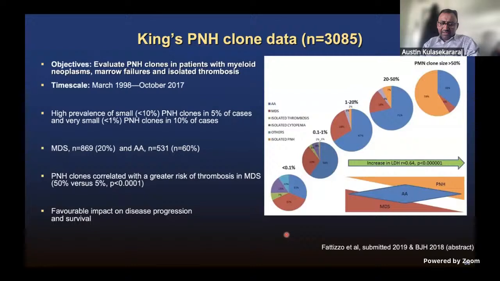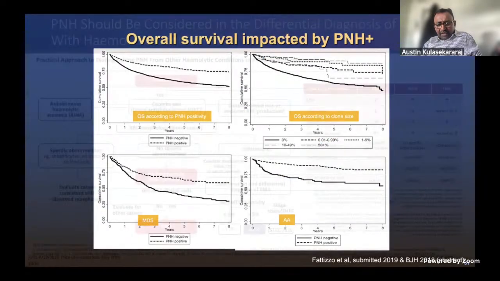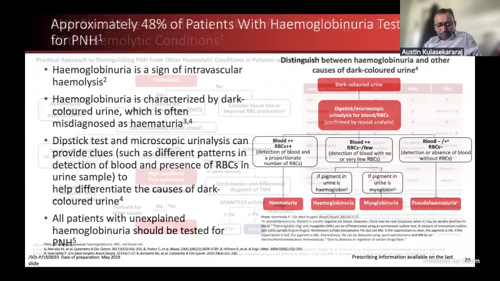So this data was published in Leukemia, where we looked at, because we had the habit in King's that every patient who comes in with MDS will also have a PNH clone test. We were surprised to find that even in MDS, 20% of patients had a PNH clone, and in aplastic anemia, around 60%. And the correlation, which I think Arihan touched upon, is that the higher the PNH clone, the greater the risk of thrombosis as well. And it also had an impact on survival.